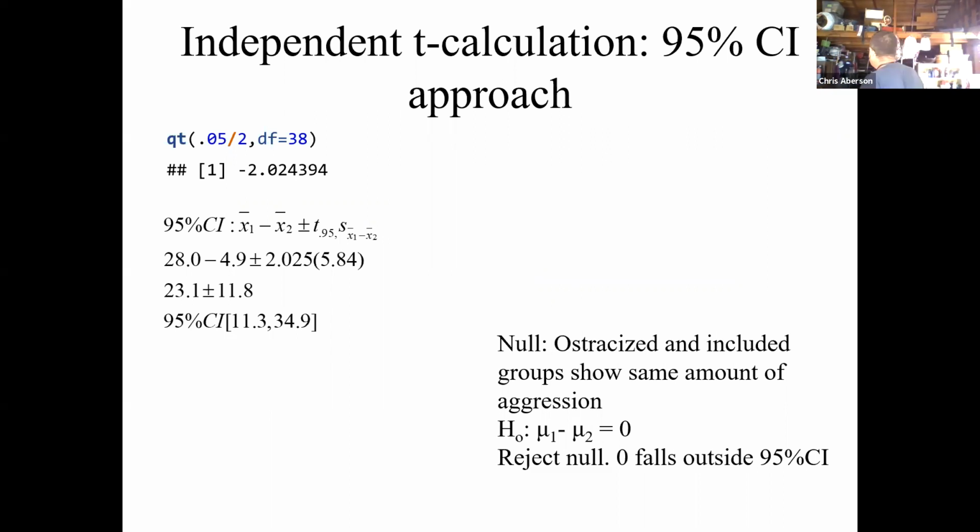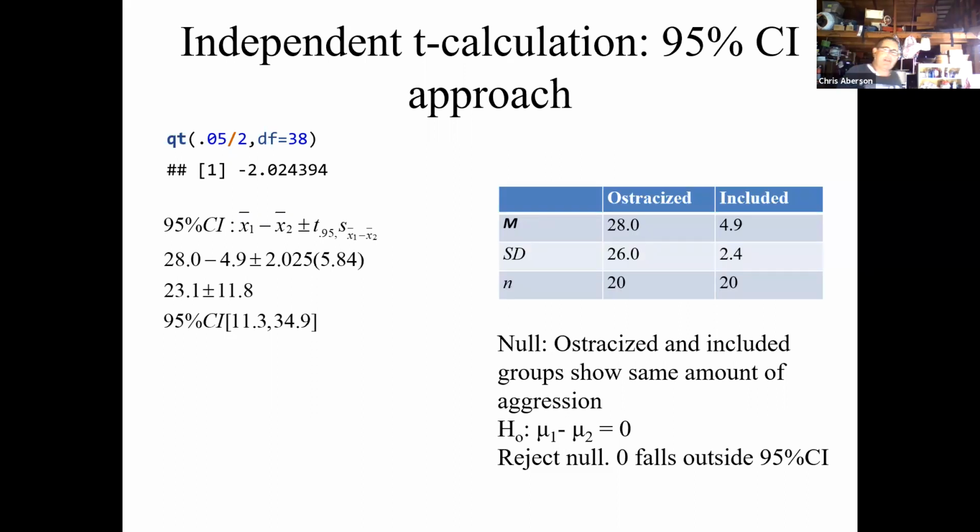That confidence interval represents what we would expect the differences between the groups to look like. And the way we draw conclusions about this is that we compare it to the value in the null hypothesis. If this confidence interval includes 0, we would fail to reject the null hypothesis. It does not include 0 here. 0 is well outside of this confidence interval. What does that tell us? Well, it tells us we can reject the null hypothesis. In plain English, it tells us that ostracized people showed more aggression. They served more hot sauce than did the included people.